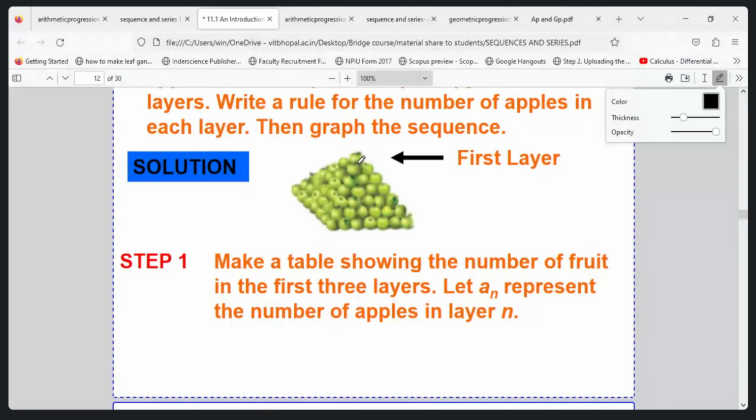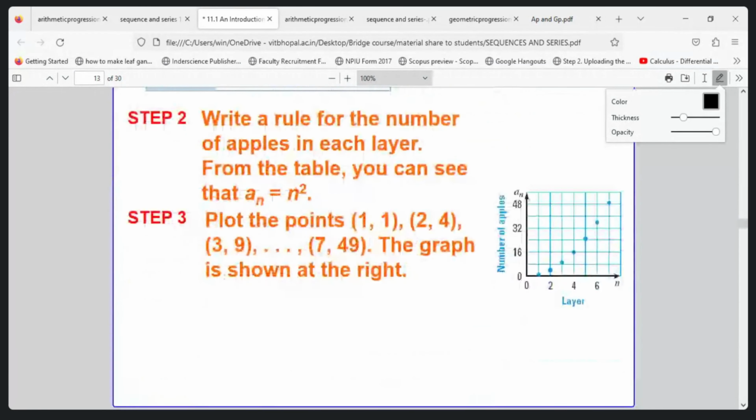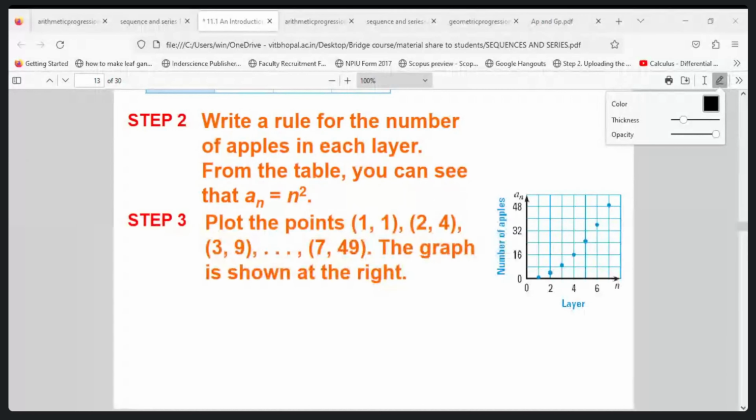The last is a one. Then this is a four. Then in this layer is 9. In this layer is 16. In this layer is 25. In this layer is 36. And in the last layer is 49. So you can see here, yes, this is a graph.